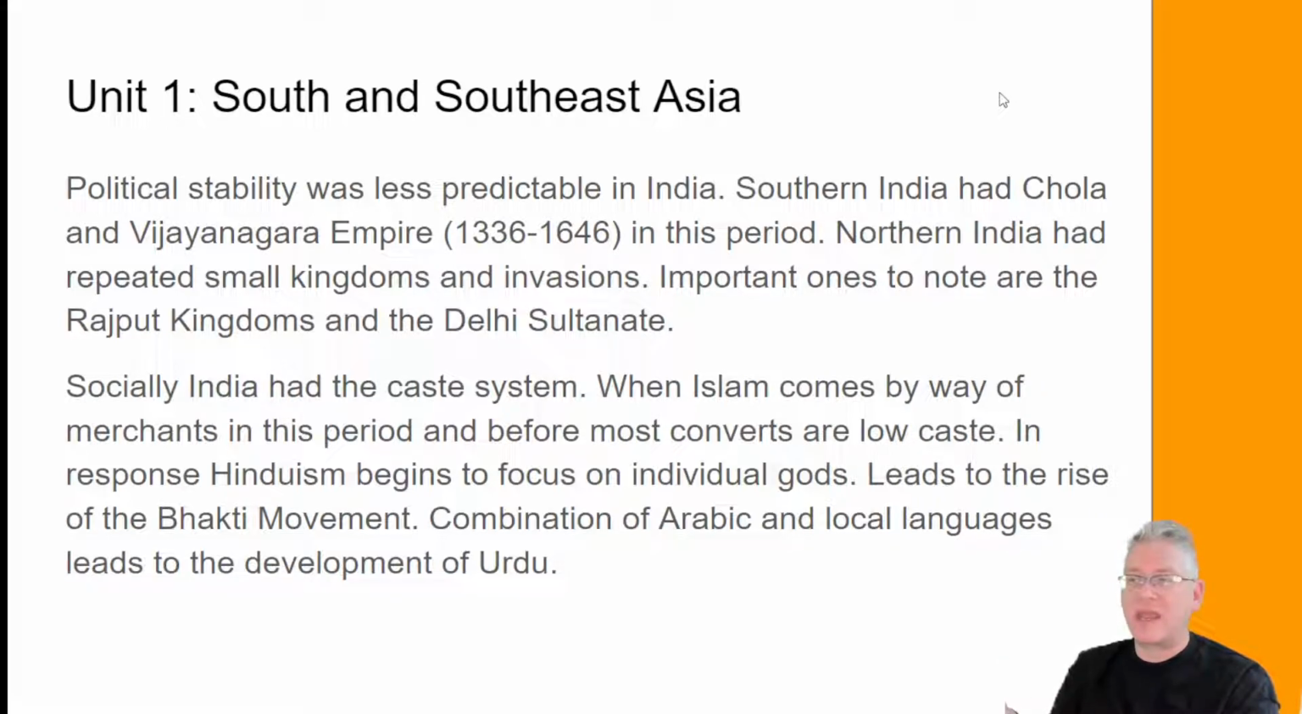Like today in modern day India, people tend to focus on a couple different things. There are still large religious groups that focus on sort of an all-God situation. But there are others that, for example, focus on Vishnu as their primary way that they're going to talk about or interact with their gods. And that's just sort of a change that comes about in this period. There's also a lot of combination of Arabic and local cultures. One of the examples of this is the development of a language called Urdu, which is a combination of Arabic and traditional Indian languages.